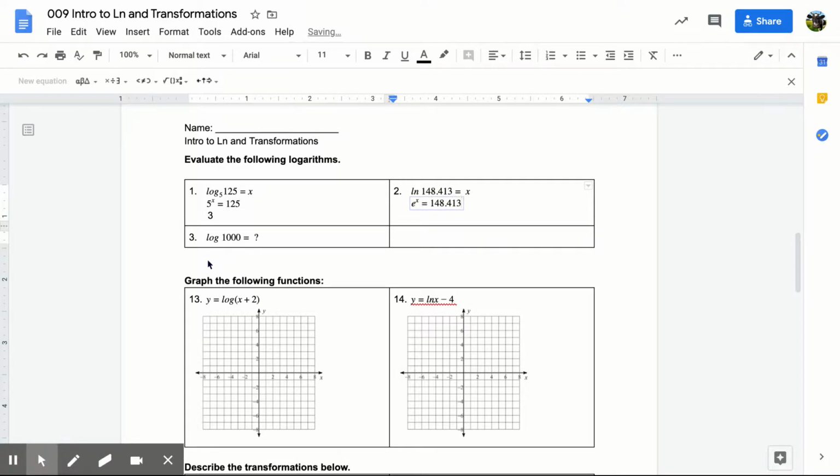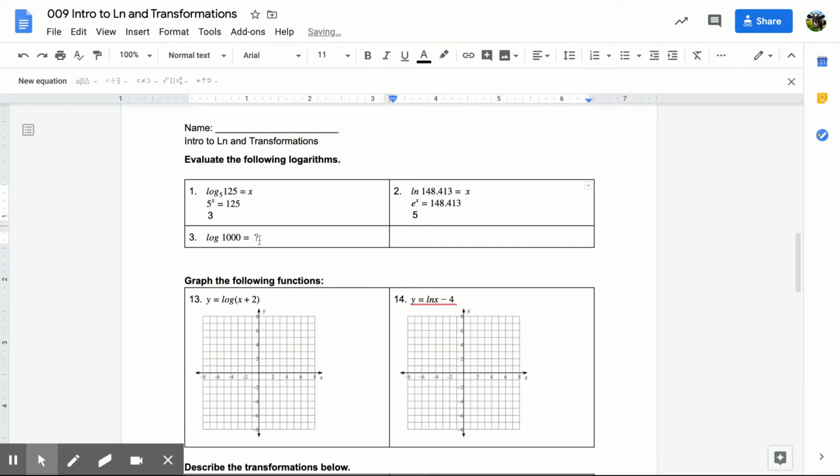148.413. And here's the thing, nobody has e to the what power memorized. Off the top of your head, you're not going to know what x is. So just test a few numbers and see which one is correct. In this case, it ends up being that e to the 5th is 148.413. So your final answer here would be just 5.